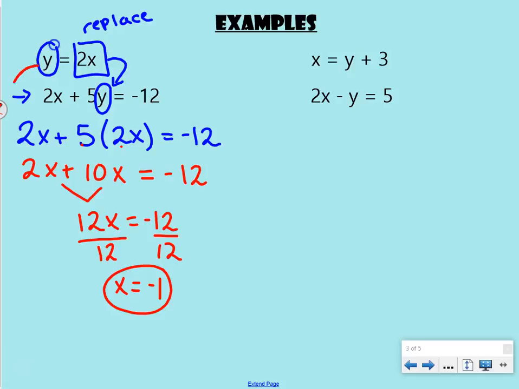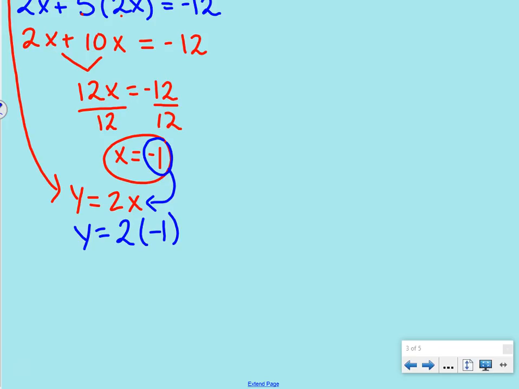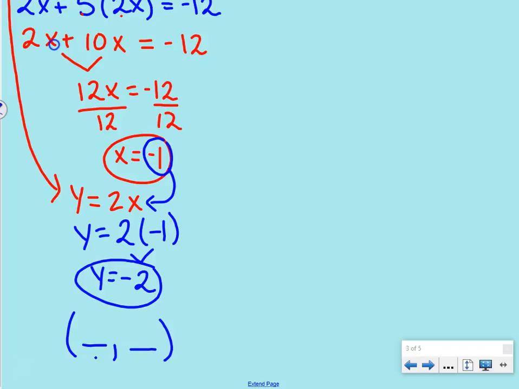What does y equal? Well, right here, y equals 2x. Well, now we know what x is. We know x is negative 1. So I can put negative 1 in for x. So we say y equals 2 times negative 1. 2 times negative 1 is negative 2. So we say y equals negative 2 and x equals negative 1. Write your answer as an ordered pair, (x, y). x is negative 1, y was negative 2. Now our answer is complete.